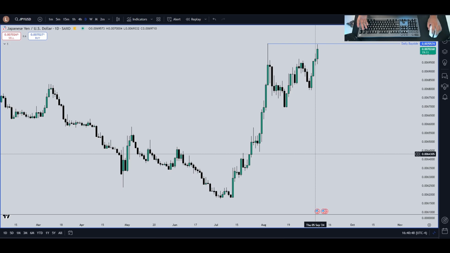And this one is actually going to be a little bit of a different one. It's going to be for Japanese yen for the ICT Silver Bullet session from 10 to 11 in the morning. And the reason for me choosing Japanese yen instead of trading NASDAQ or any other type of asset was really I noticed how it moved pretty well going into the day.